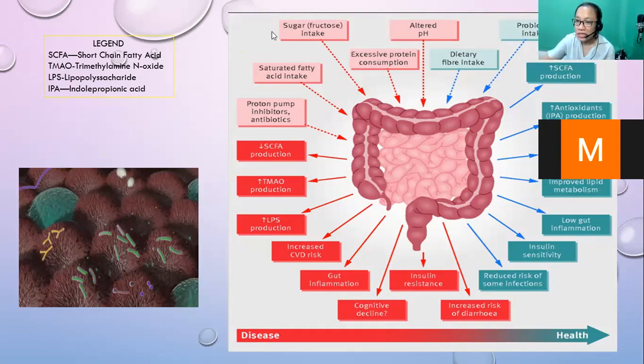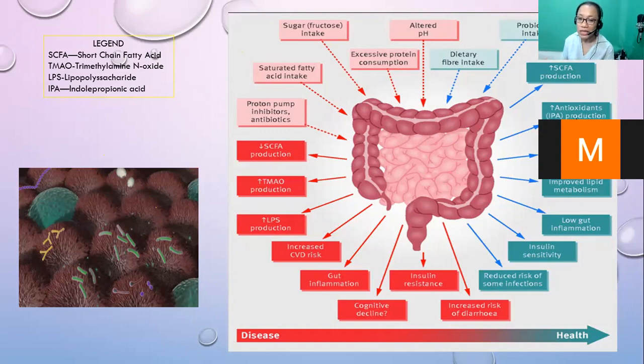Okay, so as you can see here on the other side of the illustration, a decrease in short chain fatty acid production can lead to disease. Okay, increase in antioxidant intake, or antioxidant production. The microbiome also supports us in the production of antioxidants.